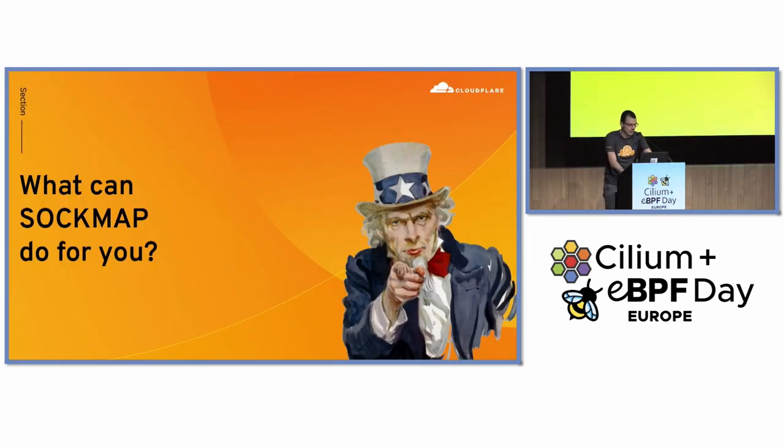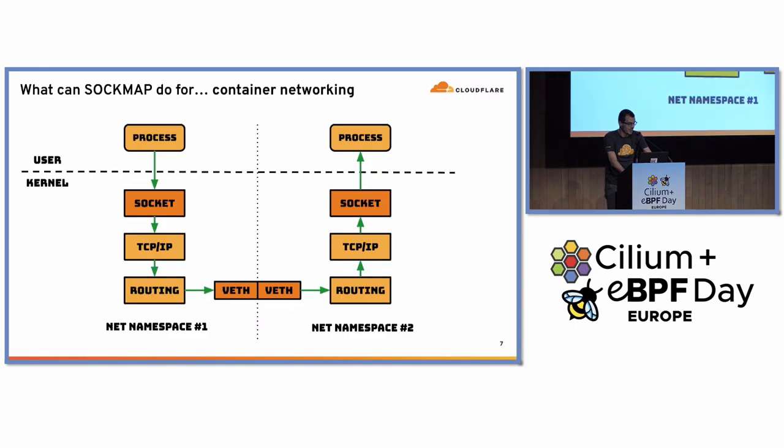So, what can Sockmap do for you? Or actually, what can Sockmap do for container networking? Well, if you have in Linux two networking namespaces and there are two processes, each in their own networking namespace, they would like to talk to each other over sockets, over networking, kind of as if you had in Kubernetes two pods that are on the same node, right?